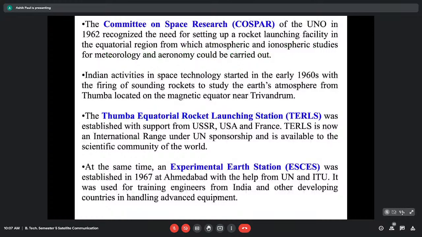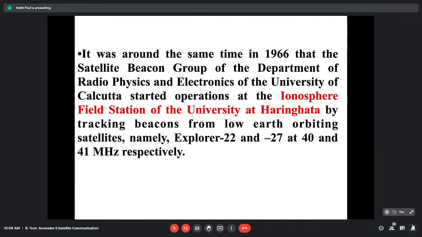And then there were several other efforts also, like the Committee on Space Research of the United Nations that was set up in 1962. India also set up the Thumba Equatorial Rocket Launching Station with support from USSR, USA, and France. It was around this time, in 1966. So remember that in 1965, the first commercial satellite communication was established.